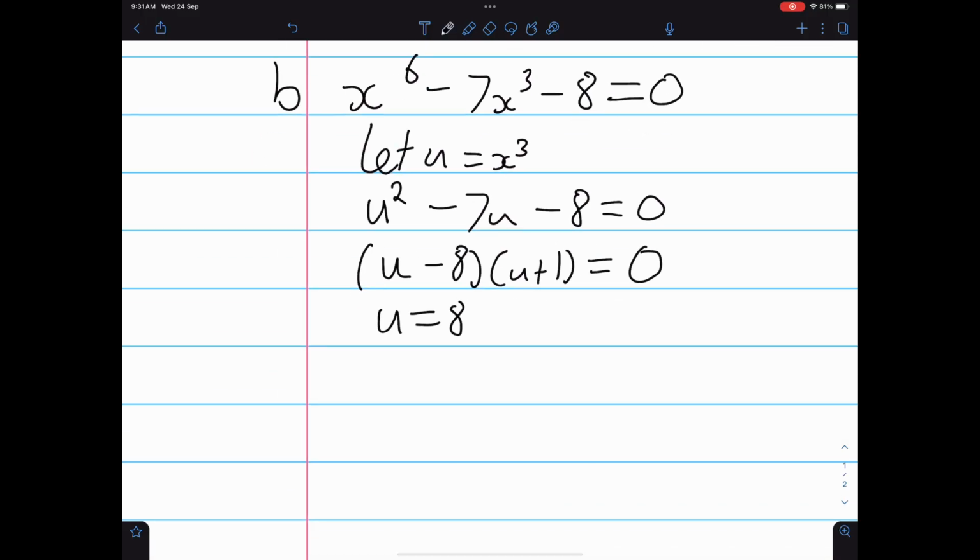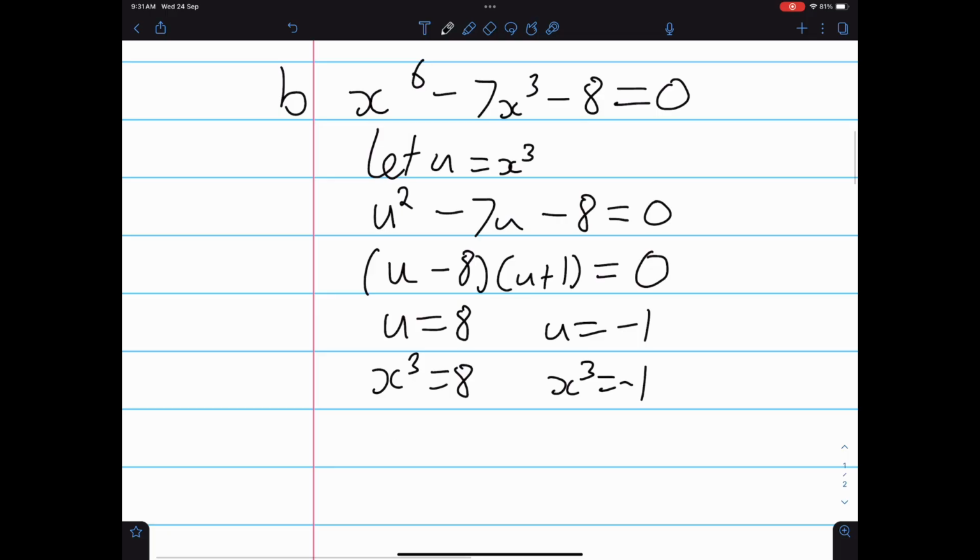So u will either equal 8 or u will equal minus 1. So x cubed equals 8 or x cubed equals minus 1. We take the cube root of both of those, so x is either equal to 2 or x is equal to minus 1.